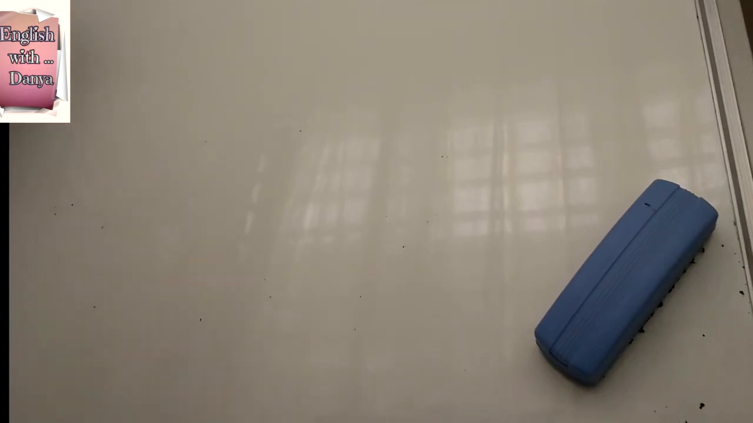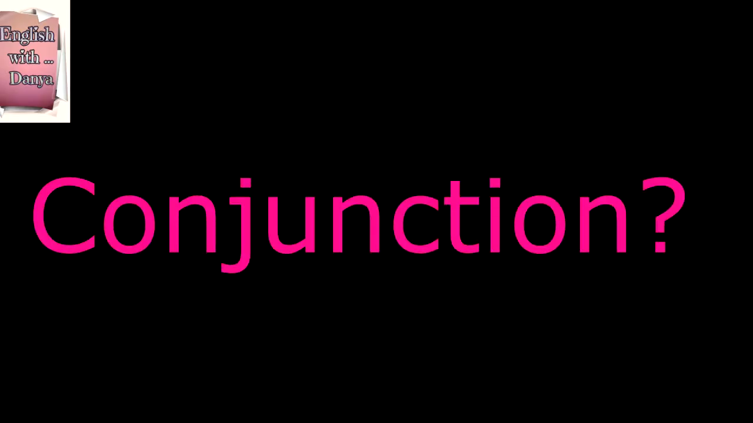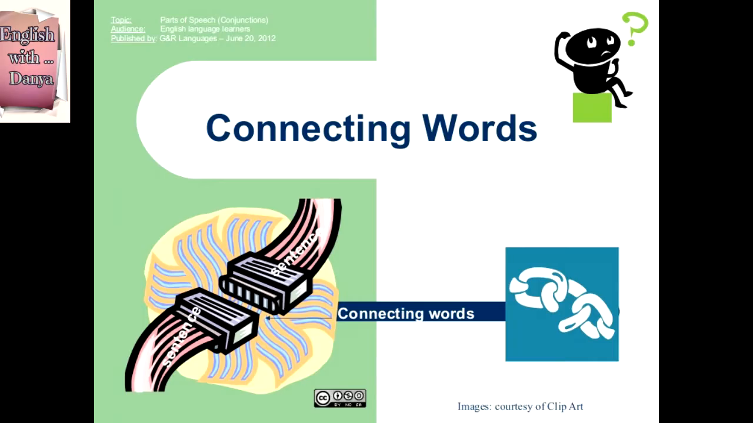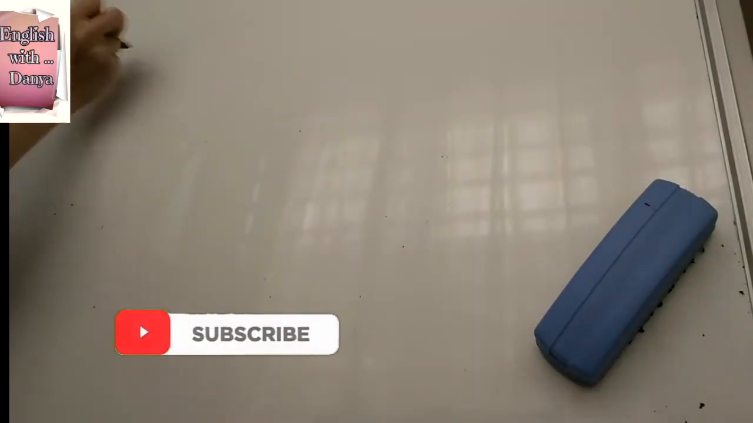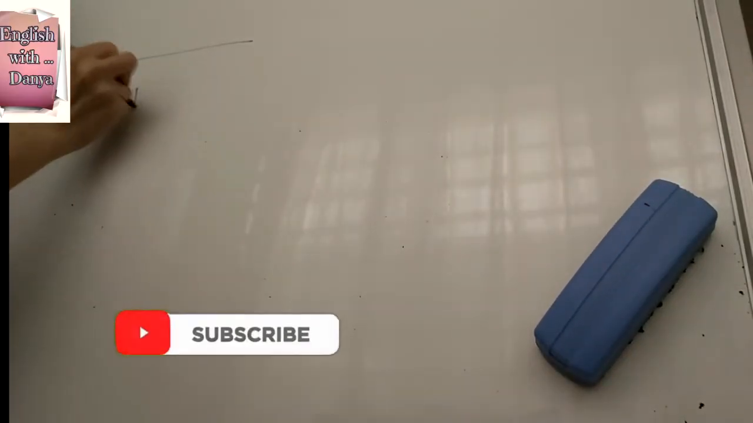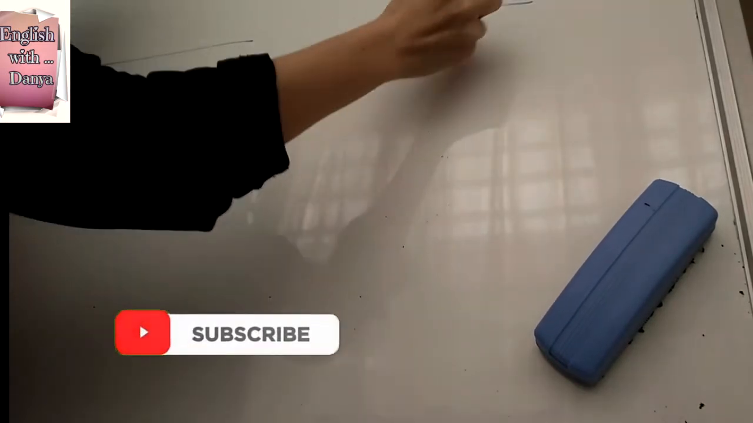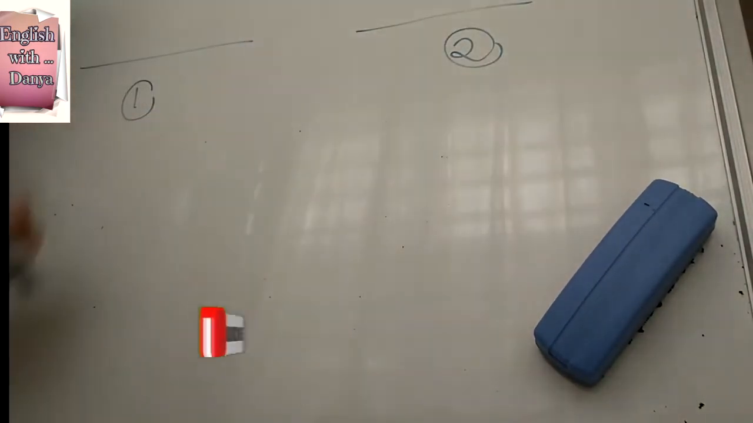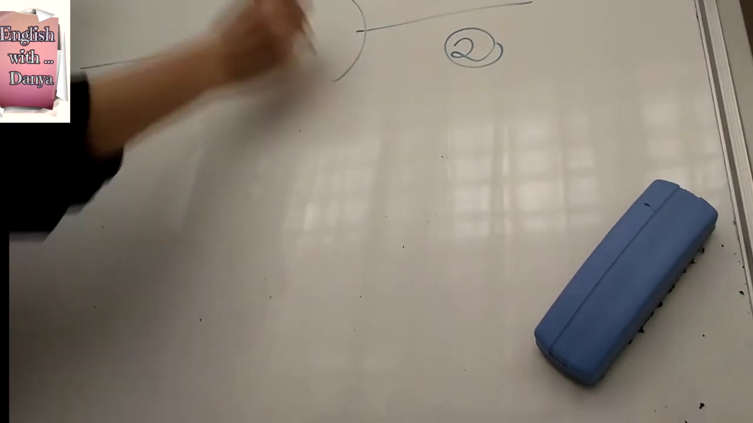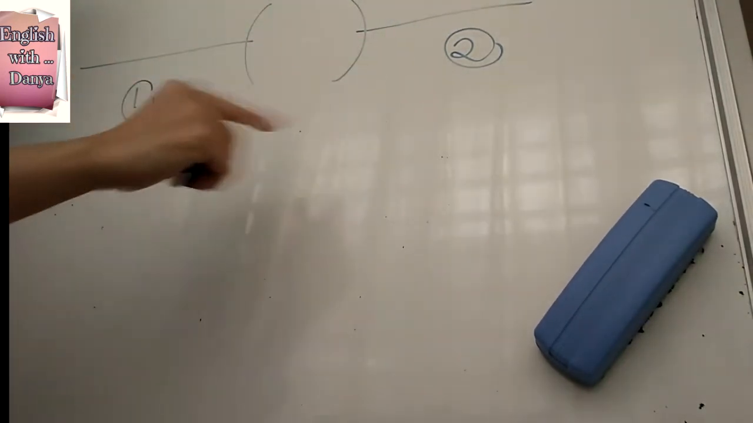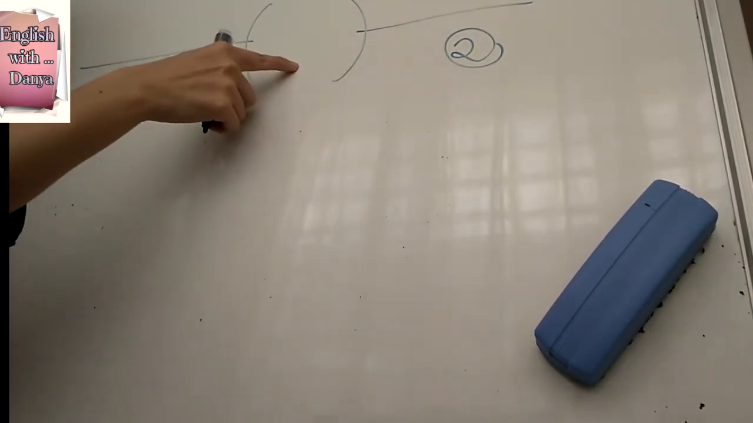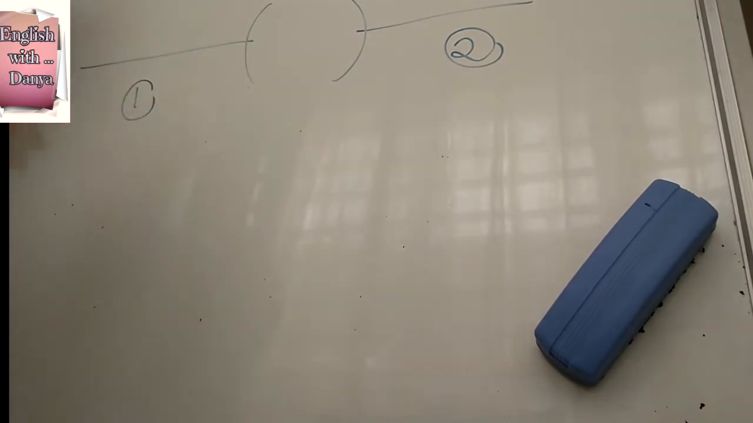So why do we need to use conjunction? We need to use it to connect between sentences for the purpose of getting more details. Meaning that, let's say, for example, we have sentence number one, then we have sentence number two. So what do we need to do with that? We need to connect these two sentences with conjunction. So this is the purpose, this is the reason of why we need to use conjunction, right?